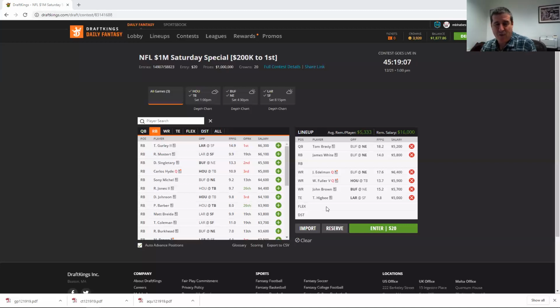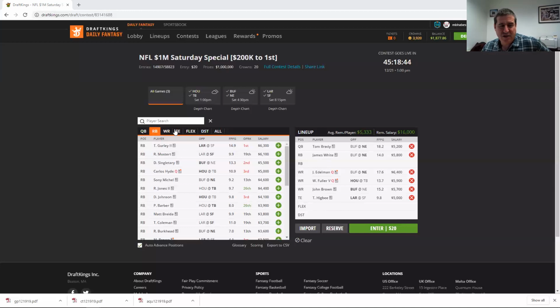So if we did that, then we'd have to get a little more low-owned with the running back, I would imagine. Let's see what both options look like. Let's first look and see what the chalkier running back situation would be with the lower-owned wide receivers. So we're talking about picking either Sanders or Samuel to correlate with Higbee and probably Gurley.